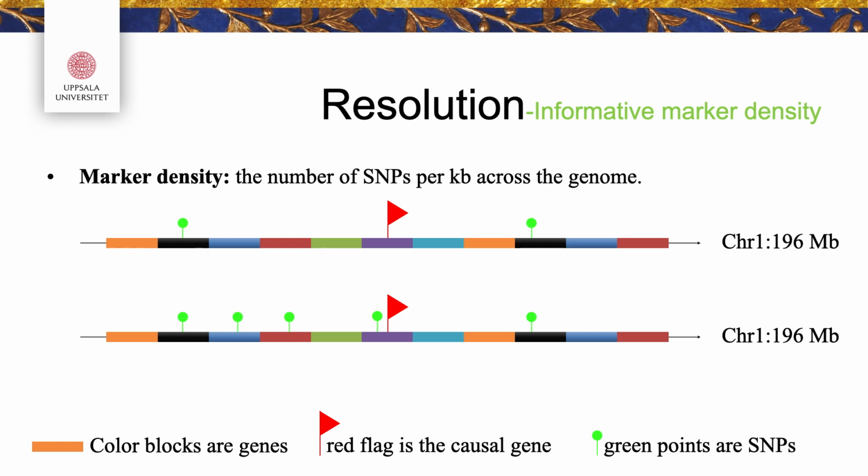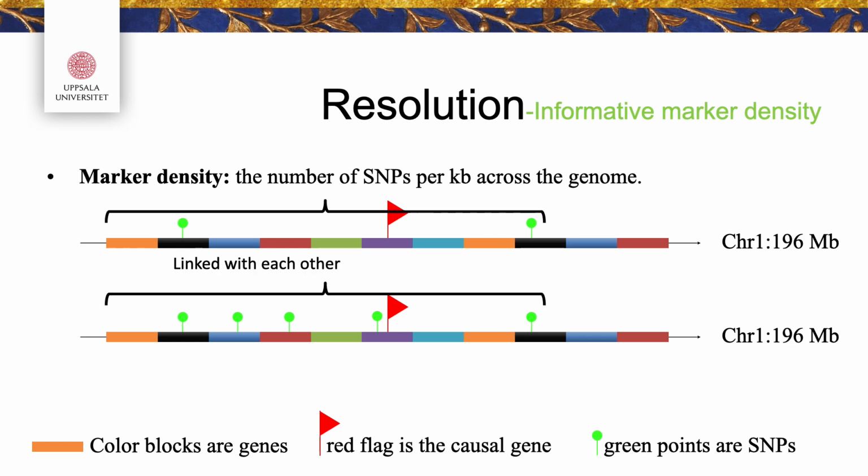In GWAS, linear mixed models always assume markers are independent from each other. The association was done in a variant traits model. From the figure, we can find that more markers give us more opportunities to approximate the causal genes. The red flag is the causal gene, the green points are SNPs, color blocks are genes, and intergenic regions are not shown.